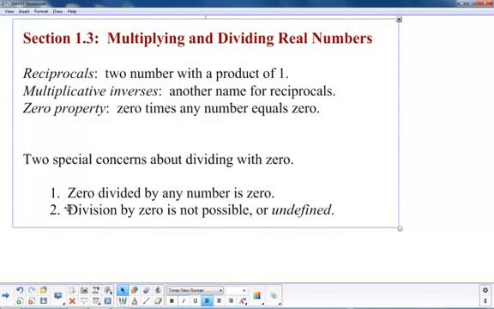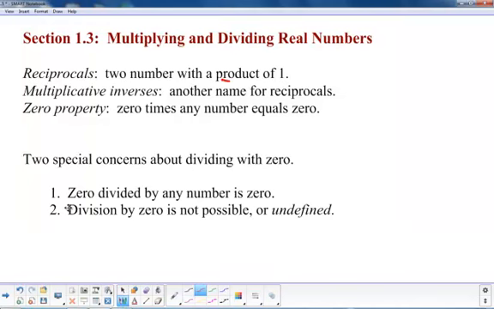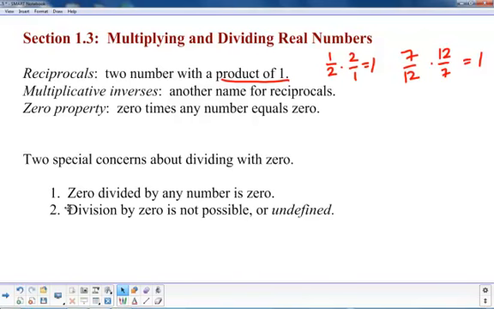Okay, more vocabulary. Reciprocals are two numbers with a product of 1. So like 1/2 has a reciprocal of 2 over 1. 7/12 has a reciprocal of 12 over 7. And if I multiply those, I get 1. Both of them. And whenever you multiply, you want to cancel. It's like a big fraction, anything on top with anything on the bottom. So the reason we get 1 is because everything cancels. And you can't have 0, because 0 changes everything. But I could have like 1 times these and nothing changes.